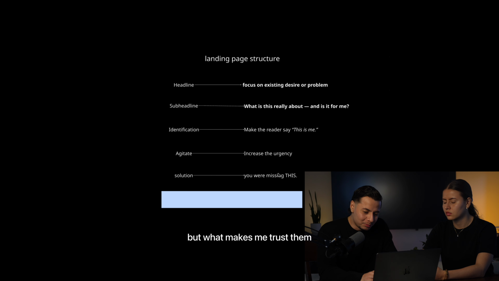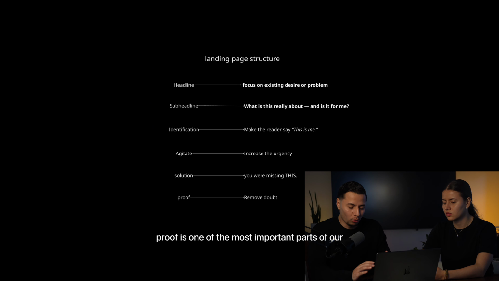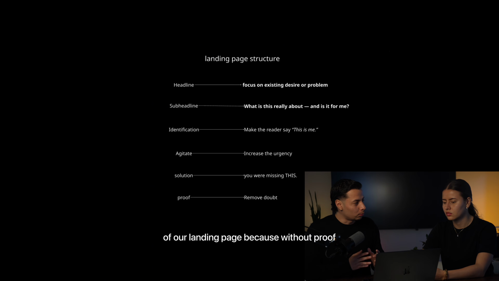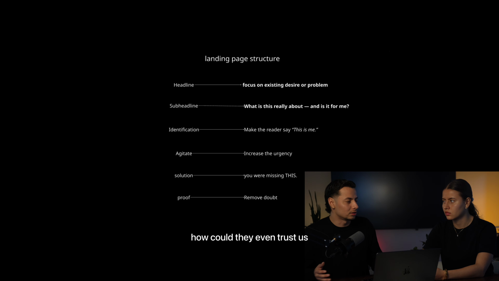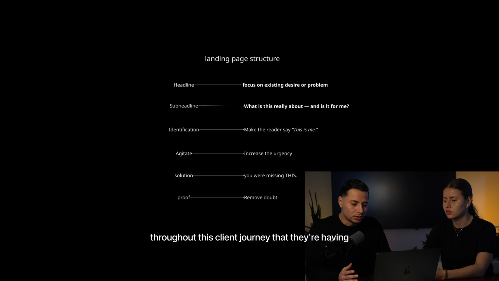But what makes me trust them? That's why we must include proof. Proof is one of the most important parts of our landing page, because without proof, how could they even trust us? There are thousands of people selling the same exact thing. So we need proof to remove any doubt throughout the client journey.